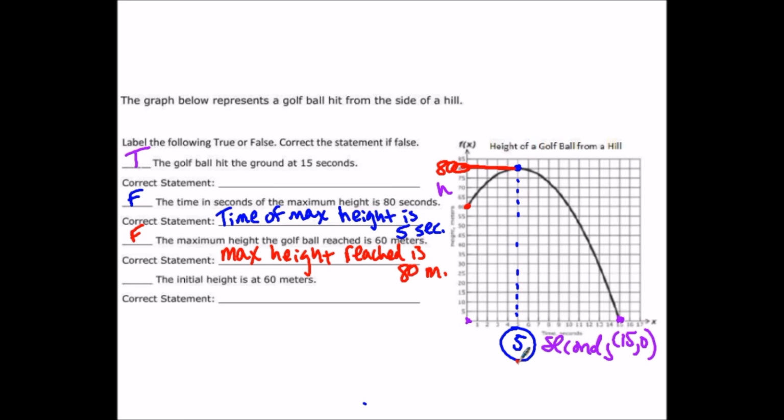Now the next part says the initial height was 60 meters. Hopefully you know that initial, and if you want to write this down, means where did it start? Well, it's got a point right at 60. So to me, that looks like a true statement. It started right at 60. So the initial point, or the initial height, is 60 meters. So if you got T, F, F, T, you are awesome and you did it correctly. If you didn't, that's perfectly fine, because remember, this is just a review, folks. You're just using it for your test.